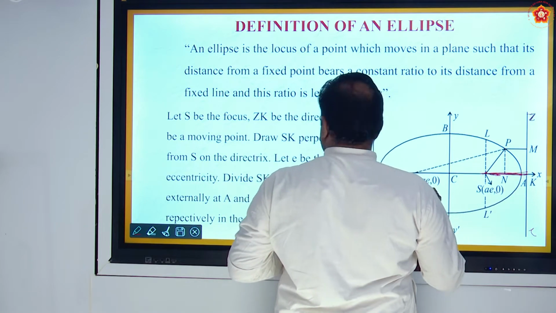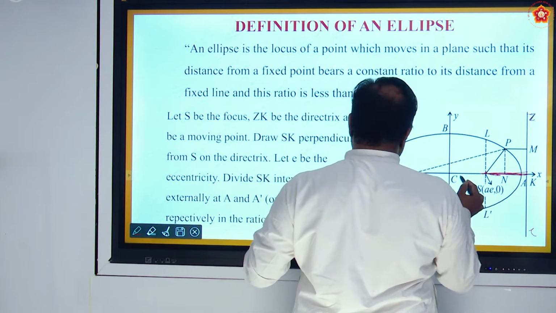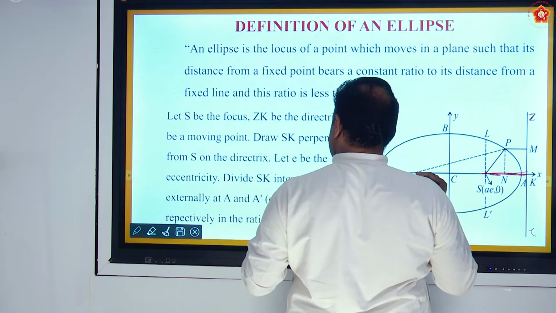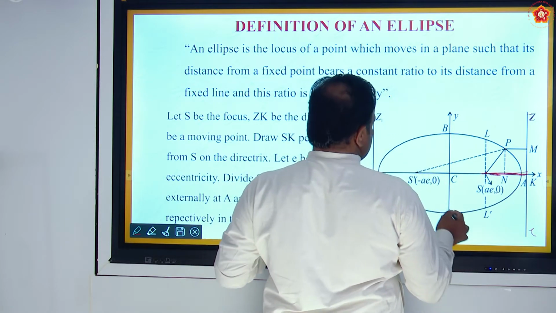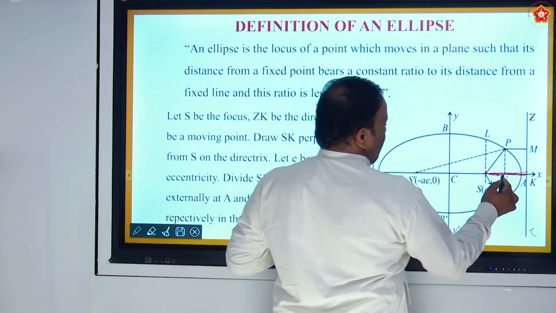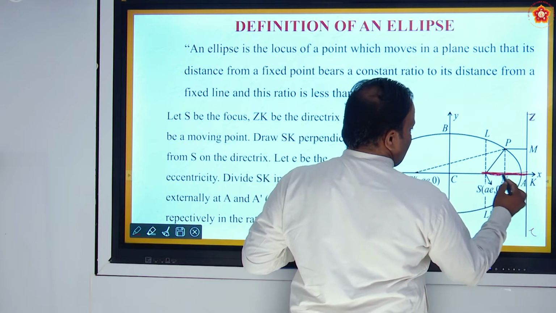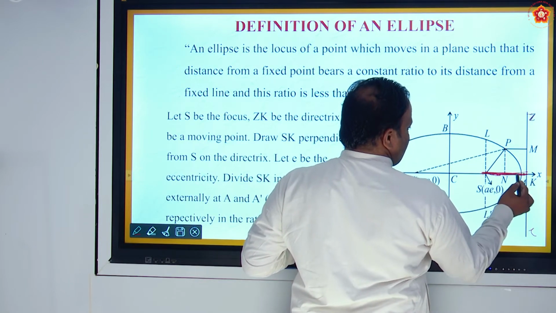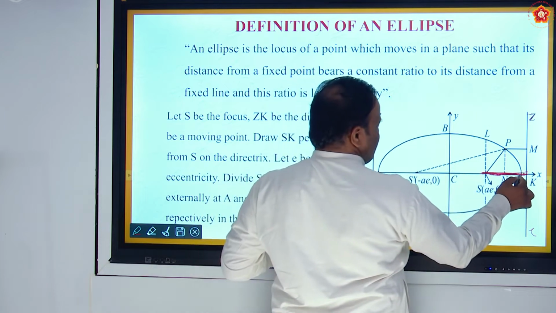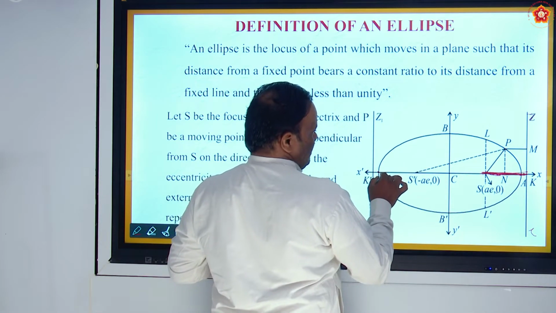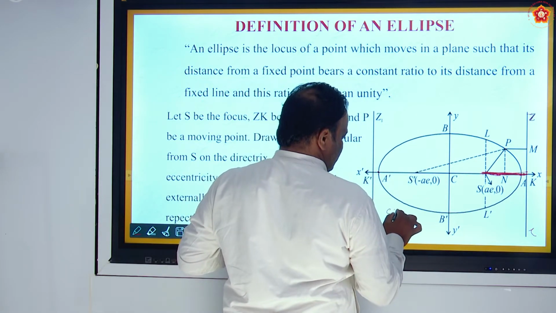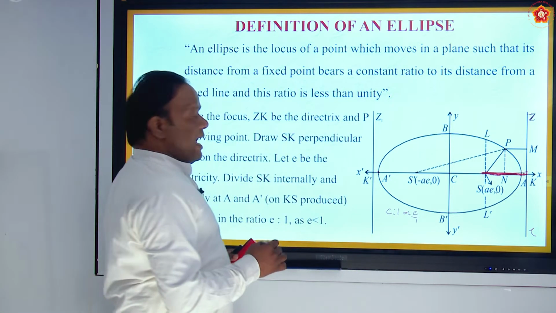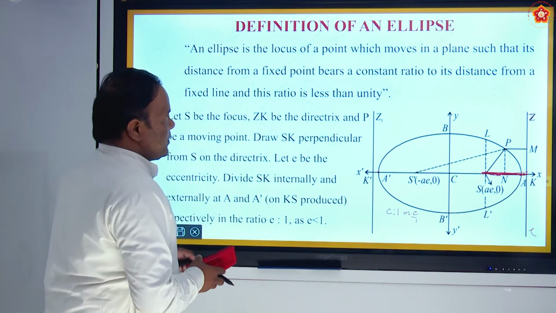You have to extend KS here. KS is divided at A and A dash, internally and externally, respectively, in the ratio E is to 1. See, this is SK, from here to here. SK is divided at A internally and at A dash externally, in the ratio E is to 1, which is E by 1. E is to 1, as E is less than 1. What happened here?